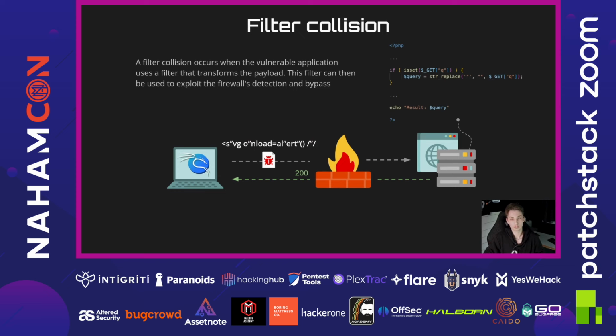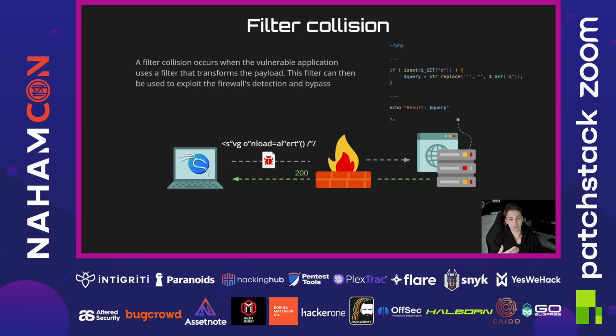Filter collision is very similar to transformation, but it's when you're sending a payload and something within the application itself is doing some modification to your payload. For example, at the top right you have a very simple source code snippet. It's taking your queue parameter in the GET parameter, and it's replacing every double quote with nothing. So it's removing them basically. And then it's reflecting your value to the page.